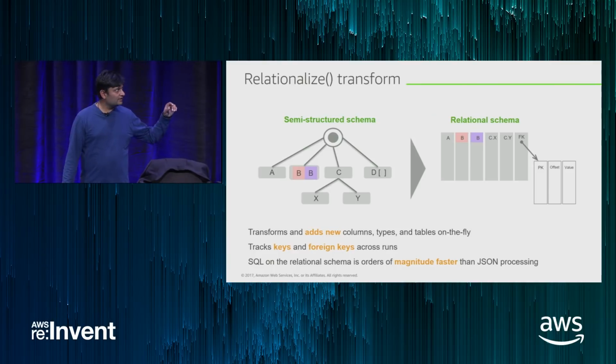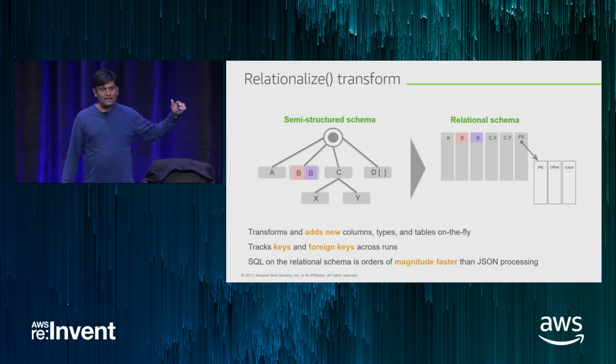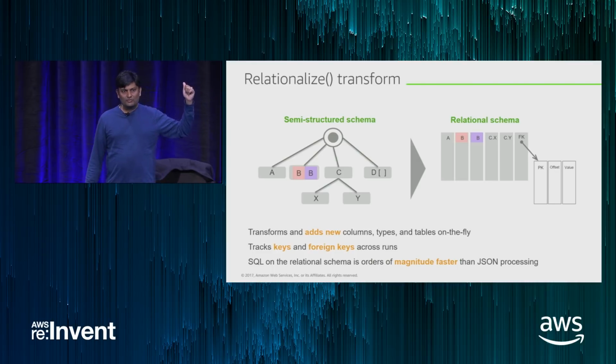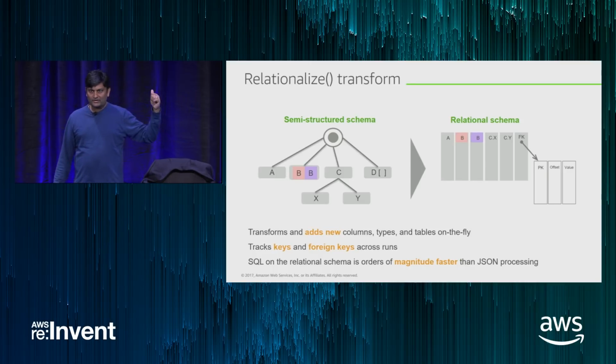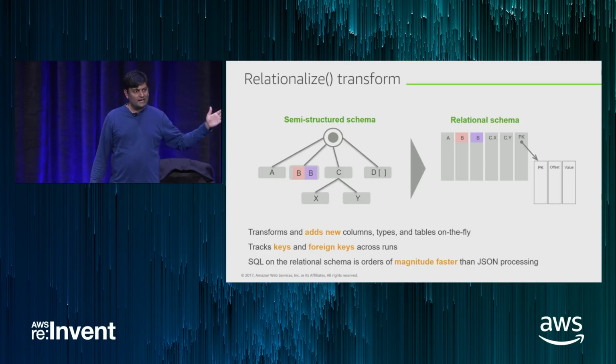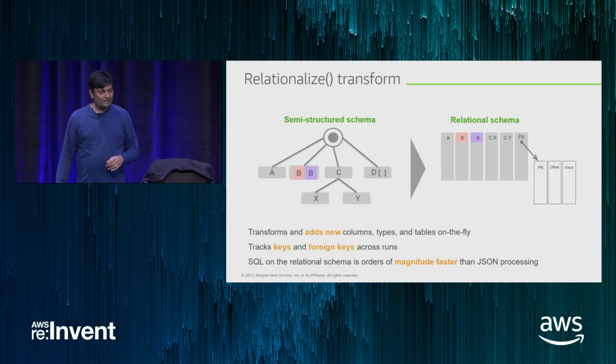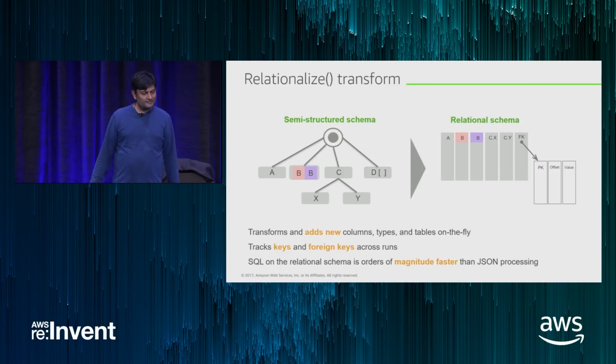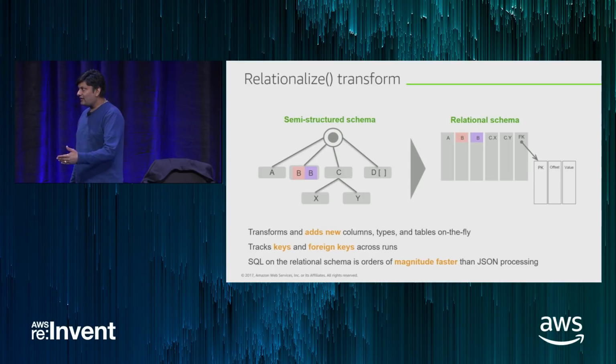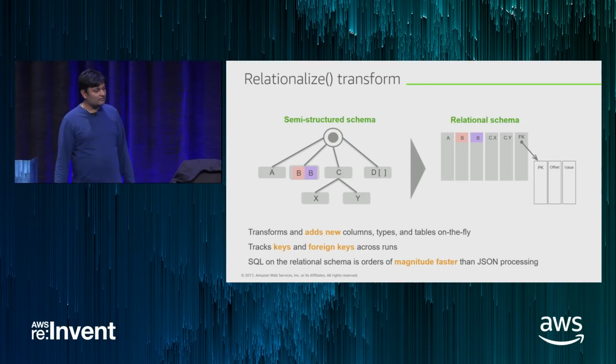What we do is we basically create a column for every path from the root to the leaf, and for every array, we separate it out into an auxiliary table. That auxiliary table will have multiple elements for that array, and it'll join back up with the original table using a primary key, foreign key relationship, okay? And the relationalize transform does this on the fly as it's seeing the data come through, right? It's pretty cool. It adds new columns and types and tables on the fly and will load it into Redshift. It tracks the keys and foreign keys so that you never duplicate those keys again.